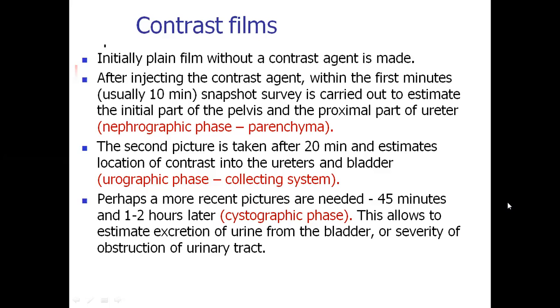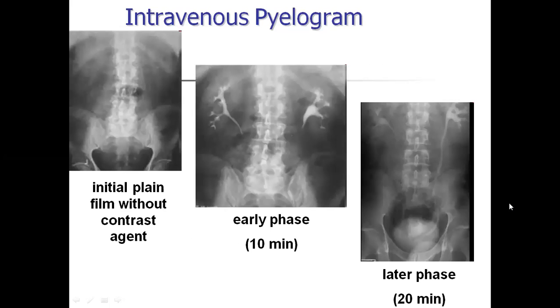Perhaps more recent pictures may be needed, 45 minutes and even 1 or 2 hours later. It's the cystographic phase, which allows us to estimate excretion of urine from the bladder or severity of obstruction of the urinary tract.